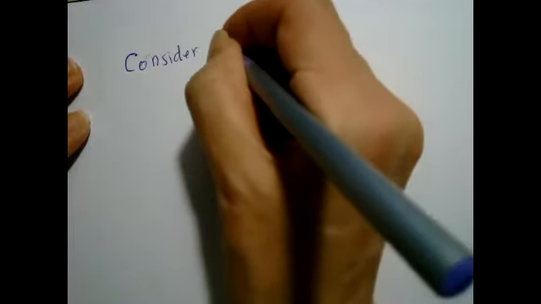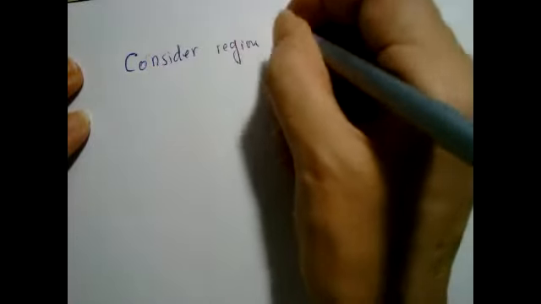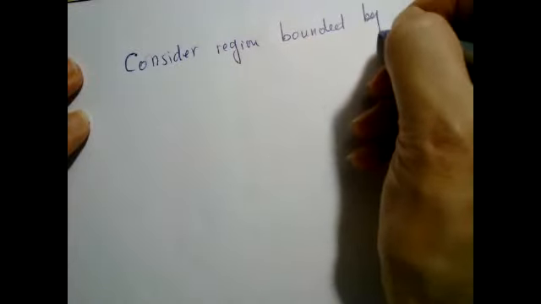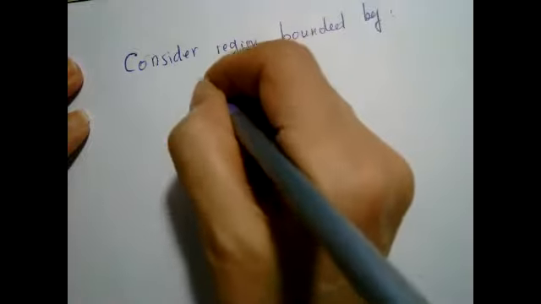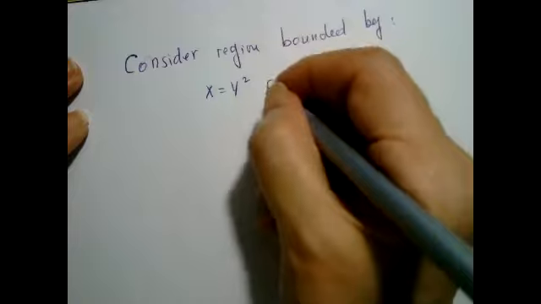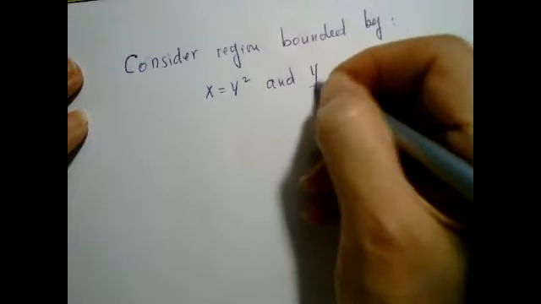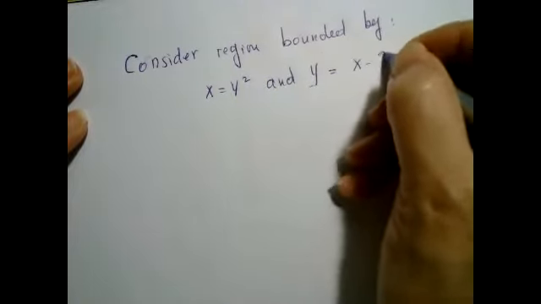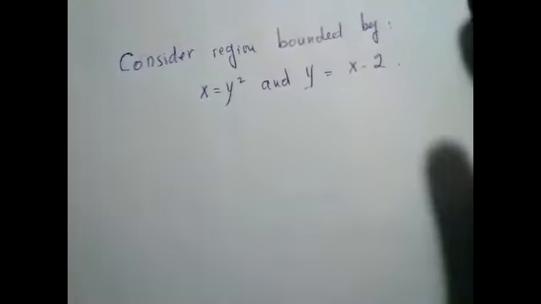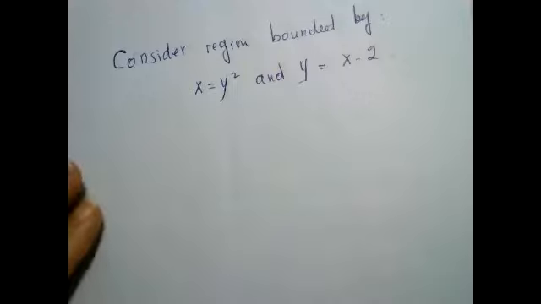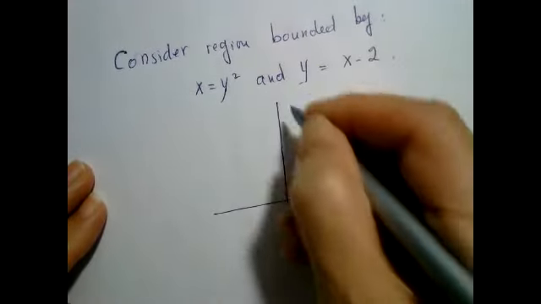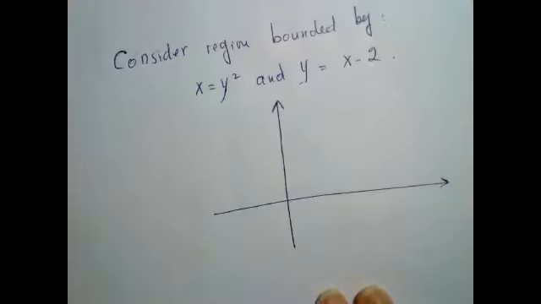Let's consider the region bounded by the graph of x equal y squared and y equal x minus 2. Okay, that's the region I'm going to consider. I will graph it for you here, and then I'm going to ask you to give me the area. So let's see how the graph is.